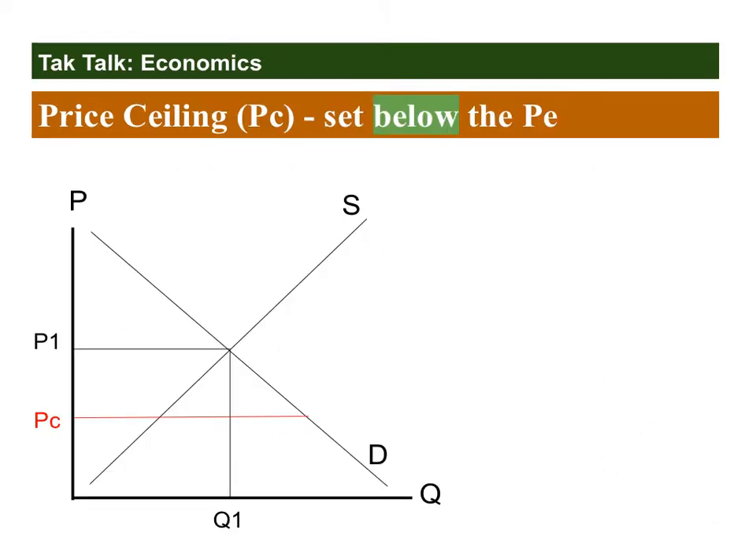Let's think about that. Just as in the previous case, I said the price ceiling is below the equilibrium price. That means it is not the price that the seller and the consumer find acceptable. So what happens to these?